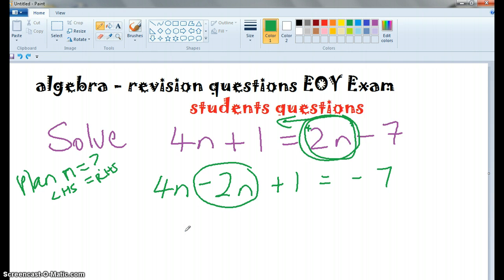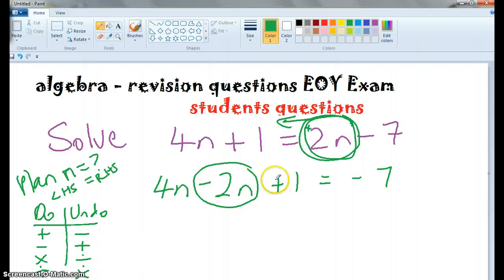Okay? Just to recap, if we have the do and the undo. If we do by adding, we undo by subtracting. If we do by minus, undo by adding. If we do by times, undo by dividing. Divide, times. Okay. So 4n minus 2n is 2n. And what can we do with this plus 1?